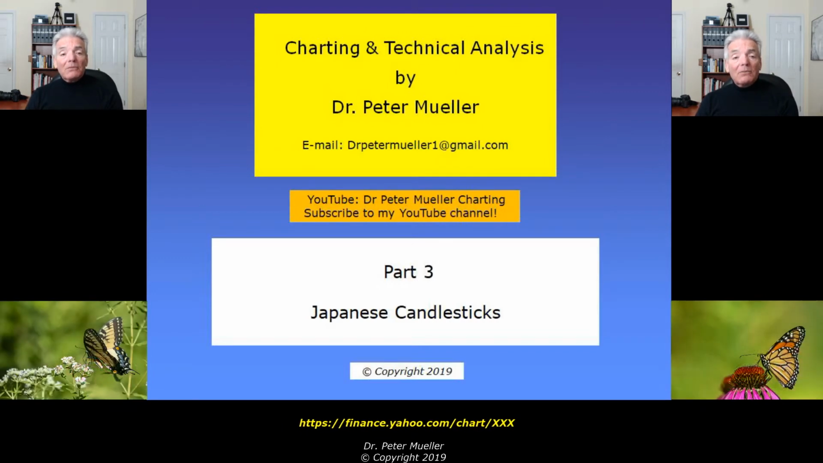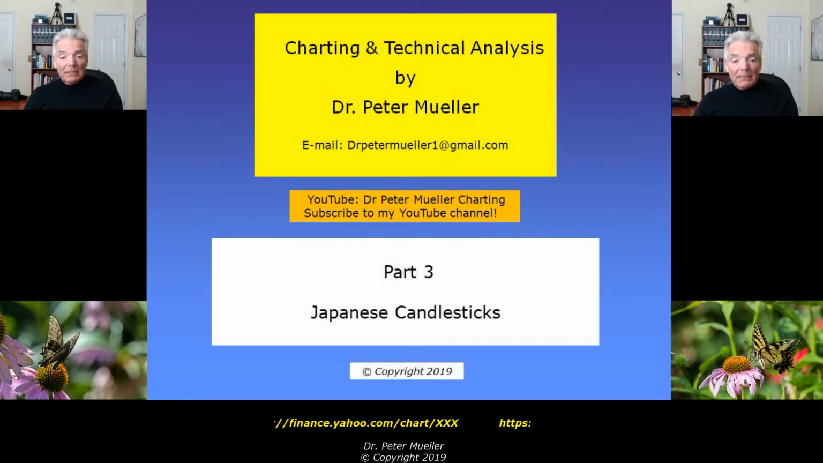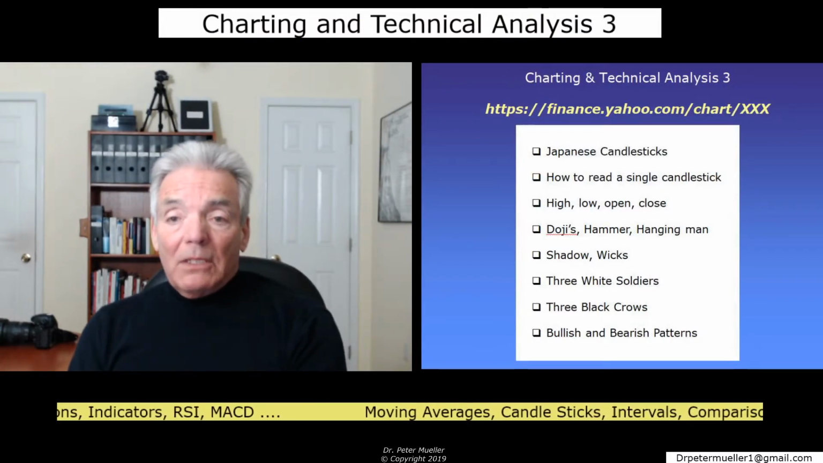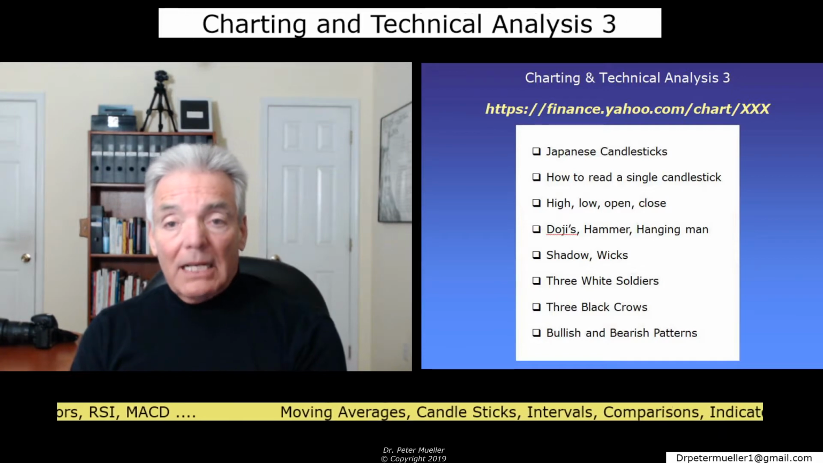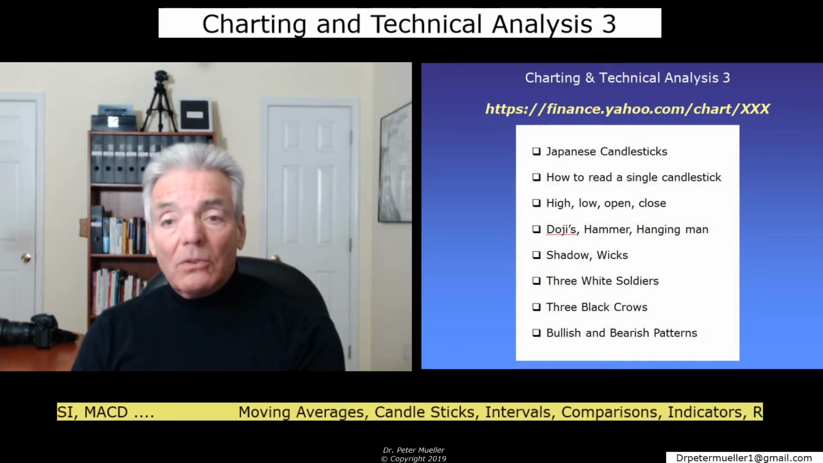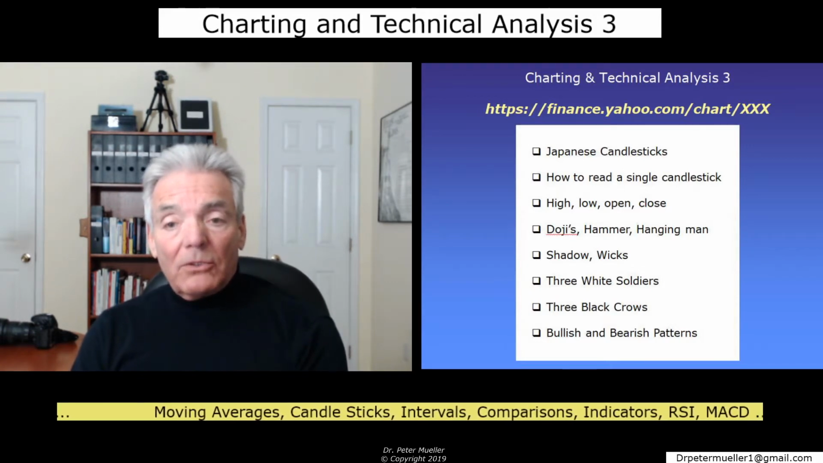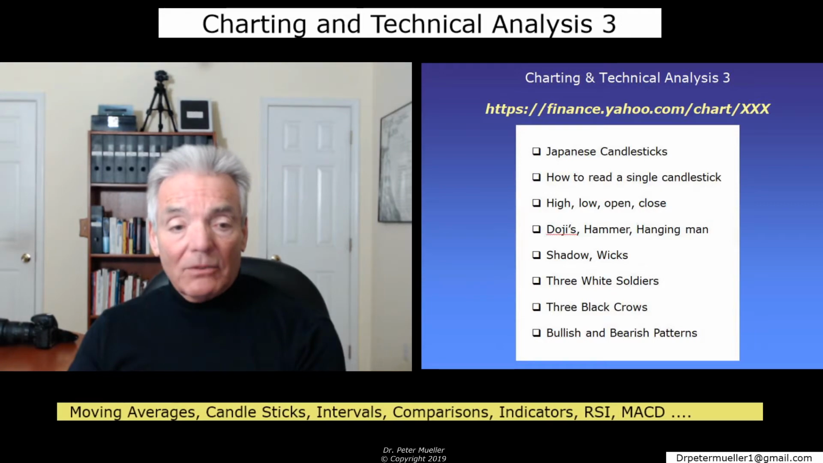Today, in part 3 of our video series, we are talking about Japanese candlesticks. In this segment, we talk about candlesticks. You will learn the terms like high, low, open, close, doji, hammer, hanging man, shadow, three white soldiers, bullish and bearish patterns, and so forth.